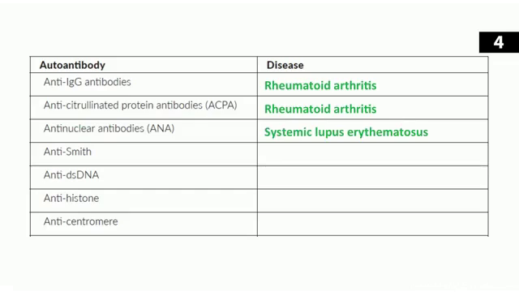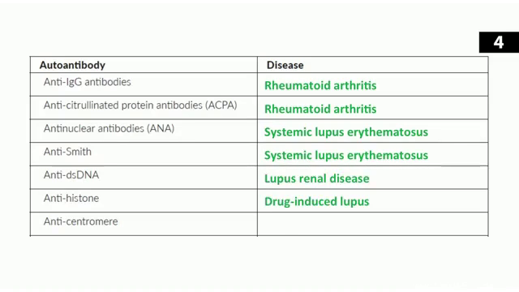But remember, this is fairly nonspecific for lupus. And then anti-Smith antibodies are also seen in lupus, and they're much more specific for lupus. And anti-double-stranded DNA antibodies are especially associated with lupus renal disease. And then anti-histone antibodies should make you think of drug-induced lupus.